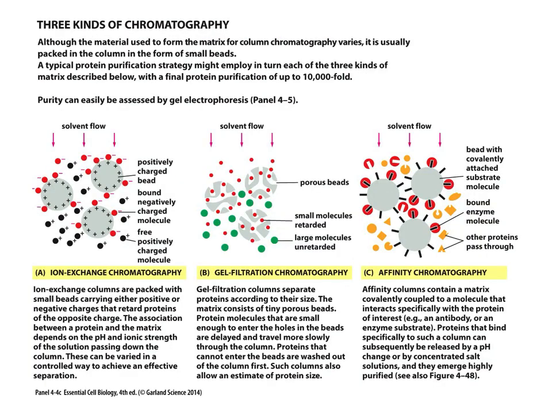So as I mentioned, the different material that makes up the matrix will give us different types of chromatography. So this figure looks at 3 different types of common chromatography that are utilized. So we can have ion exchange chromatography. This is where we would have beads. These beads are positively charged.